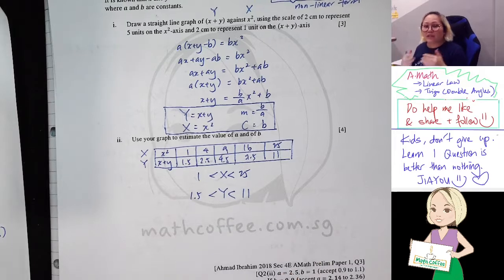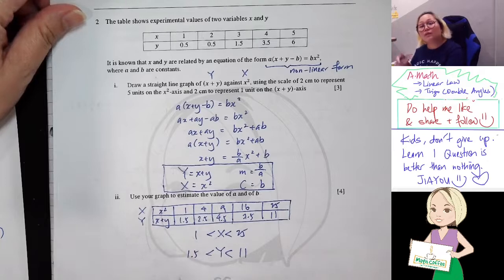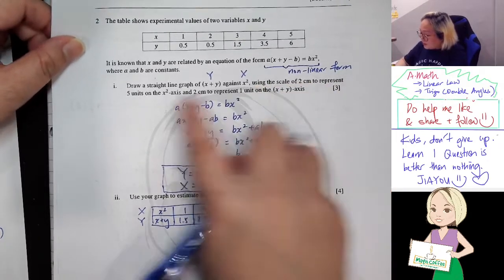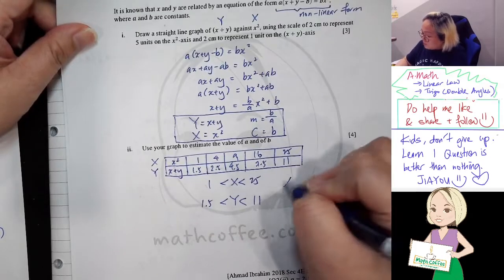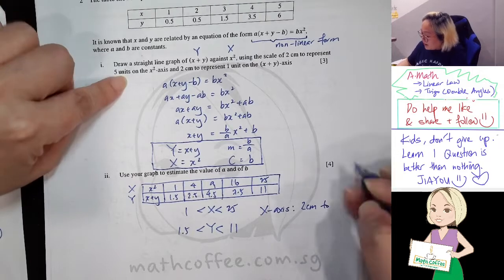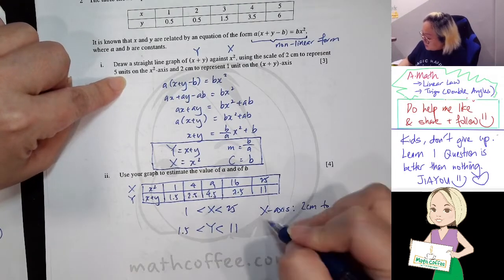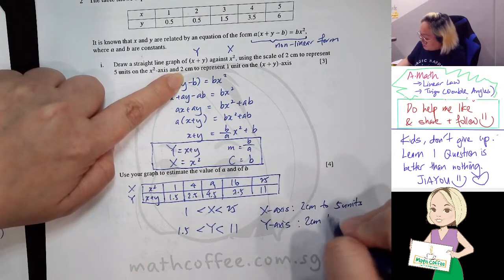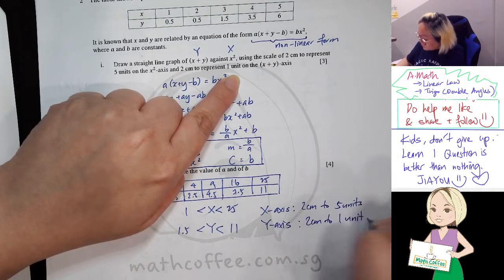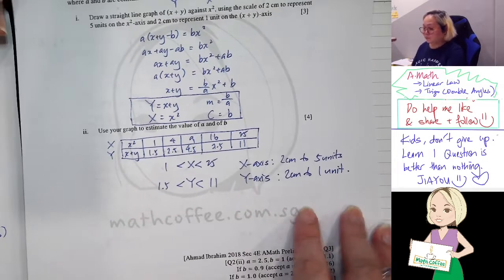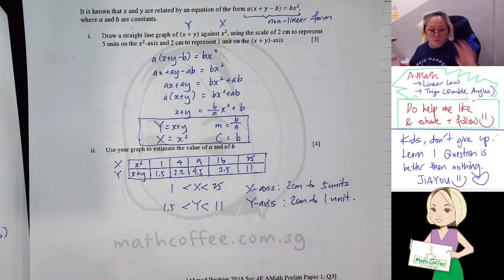You need to know your range. Then you can plan your graph. Then look at the question and see whether they give you any scale or not. Some give you scale, some don't have, then you got to decide yourself. Over here, they tell me that on the big x-axis, use 2 cm to 5 units. My y-axis, they ask me to use 2 cm to 1 unit. Okay, so now I'm ready to plot.